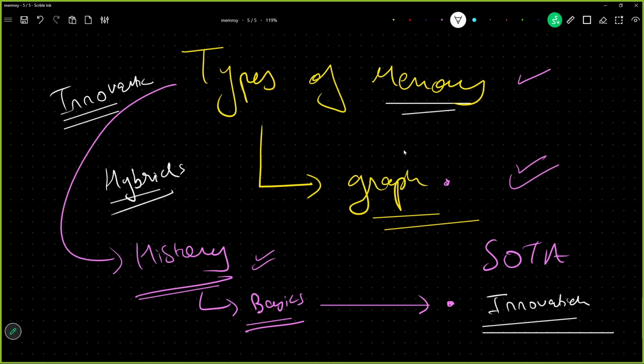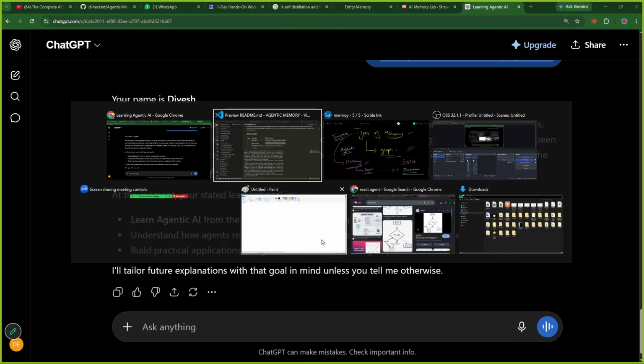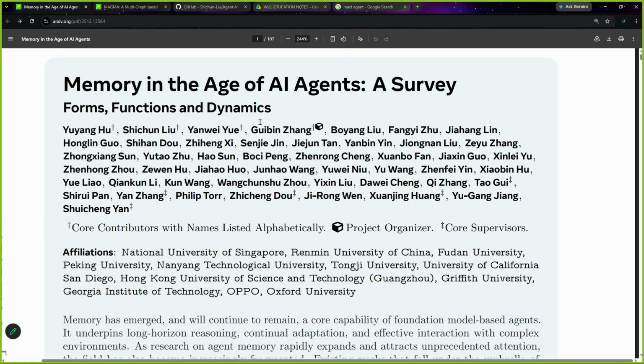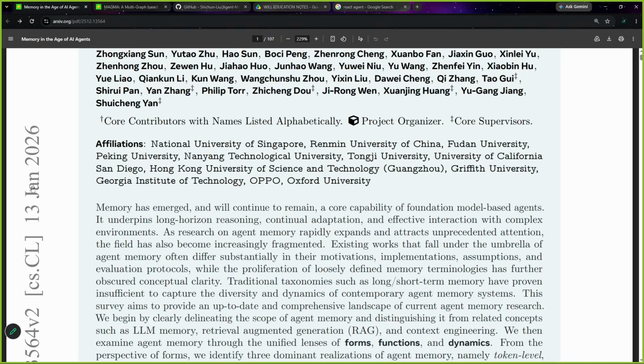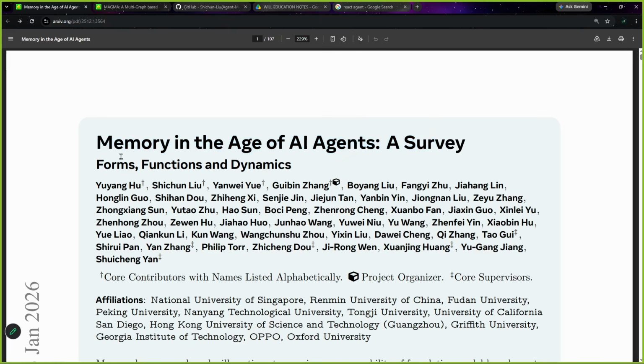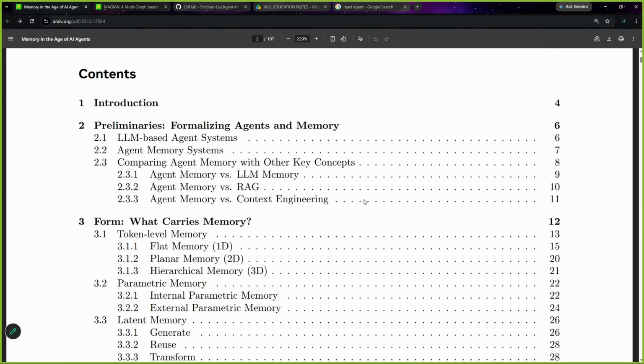Now I will go ahead and tell you about the history, and before that let me also show you some research papers which you should do as an assignment. All right, so let me go here. This is a research paper published on 13 Jan 2026, Memory in the Age of AI Agents. This particular research paper covers everything from scratch, LLM based agent systems.